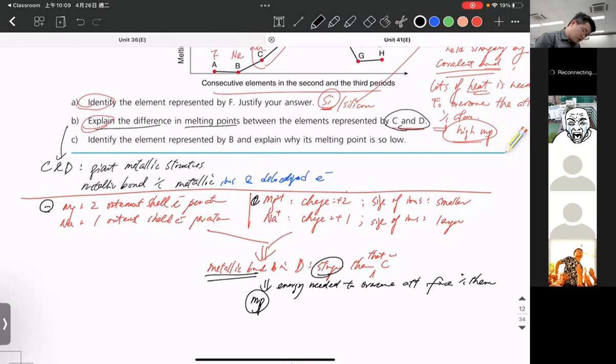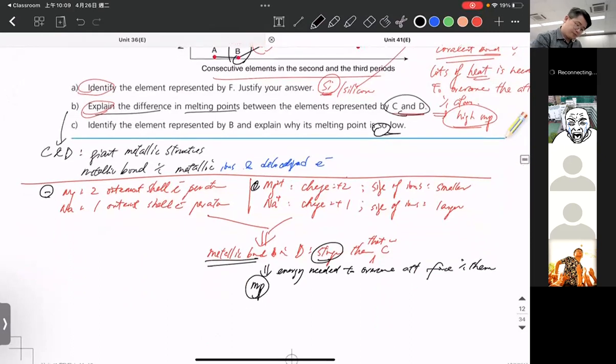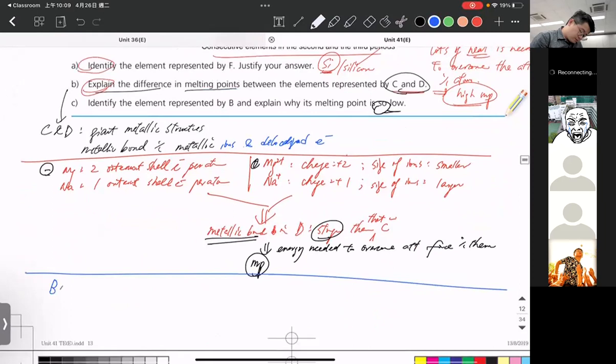Good, thank you. How about C? Identify the element represented by B. Why is its melting point so low, very special? They mentioned something about neon, right? Neon. Lastly, for neon. Can you recall our memory about the bonding structure in neon? What structure are we having?